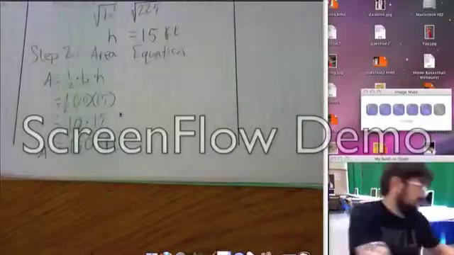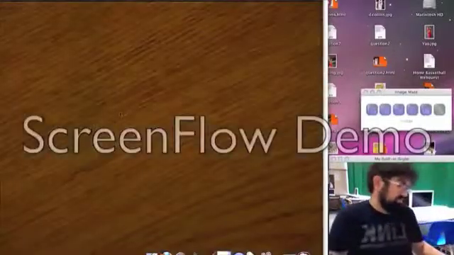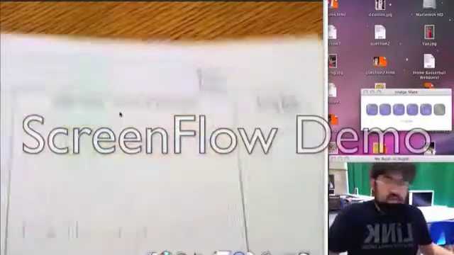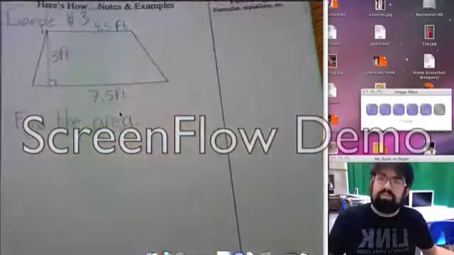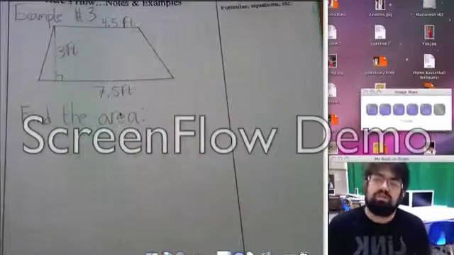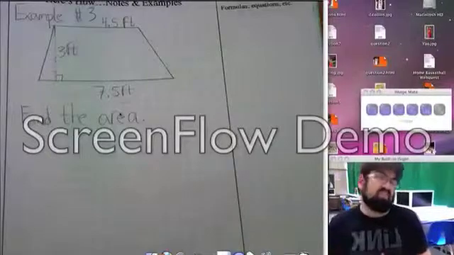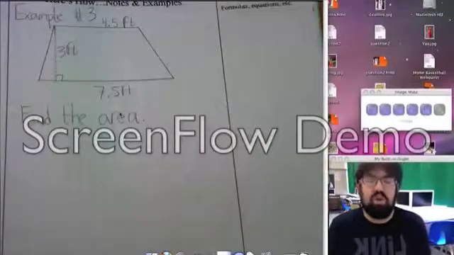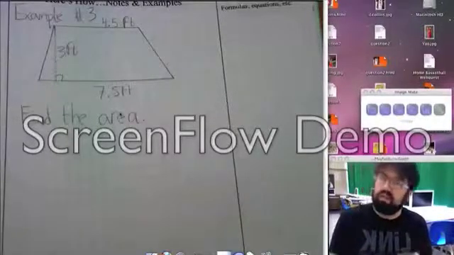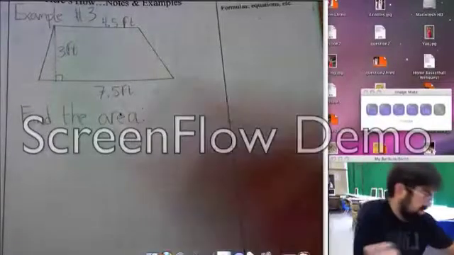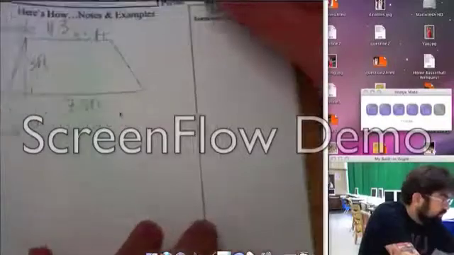Okay, ready? Here we go. Example number 3. That's a trapezoid, so we're going to find the area. So if you remember from our activity that we did today in class, we actually played with the triangles and we played with trapezoids to figure out what exactly is the area, or what's the equation. Well, here we go.